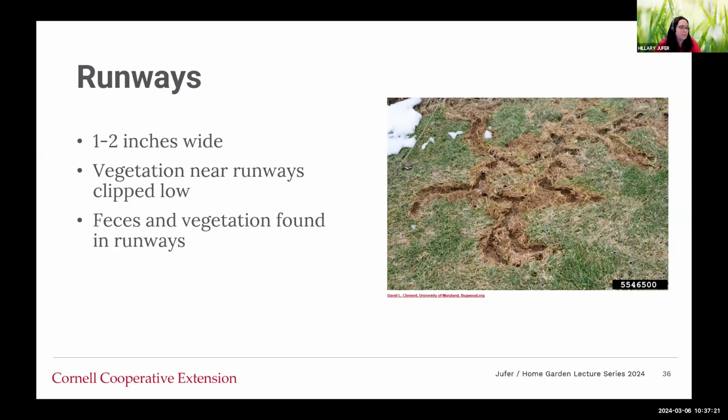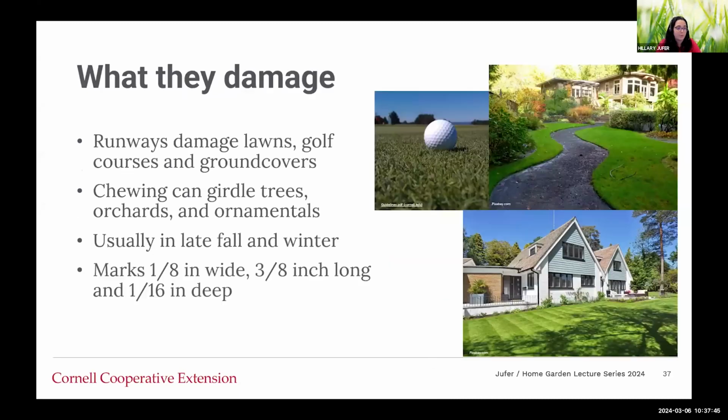They clear the vegetation near the runways. It's clipped very low, and you can find feces and vegetation within the runways. And there we go. That's one reason, if we were looking to see if it was an abiotic problem or not and didn't see the voles, we have the physical evidence of the feces there. So we know it's a biotic problem.